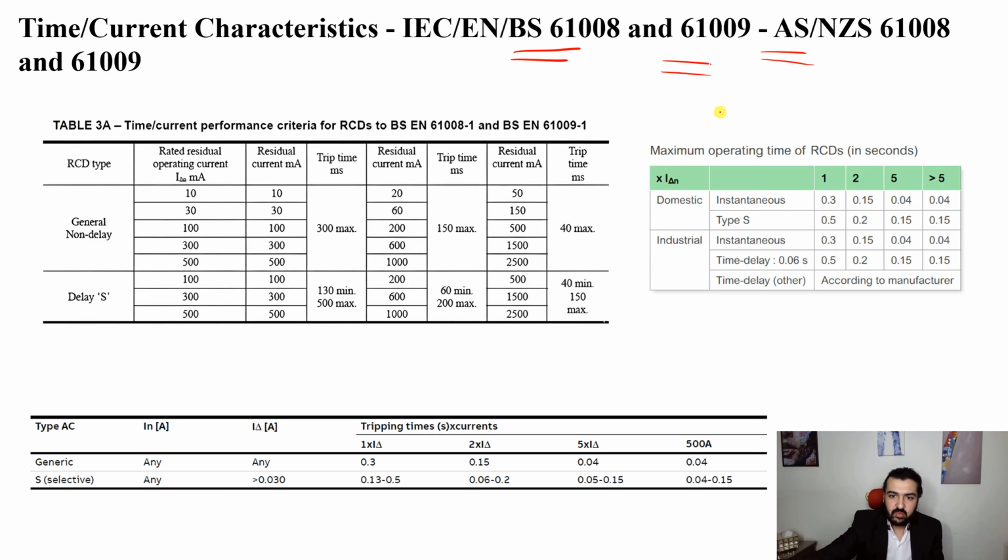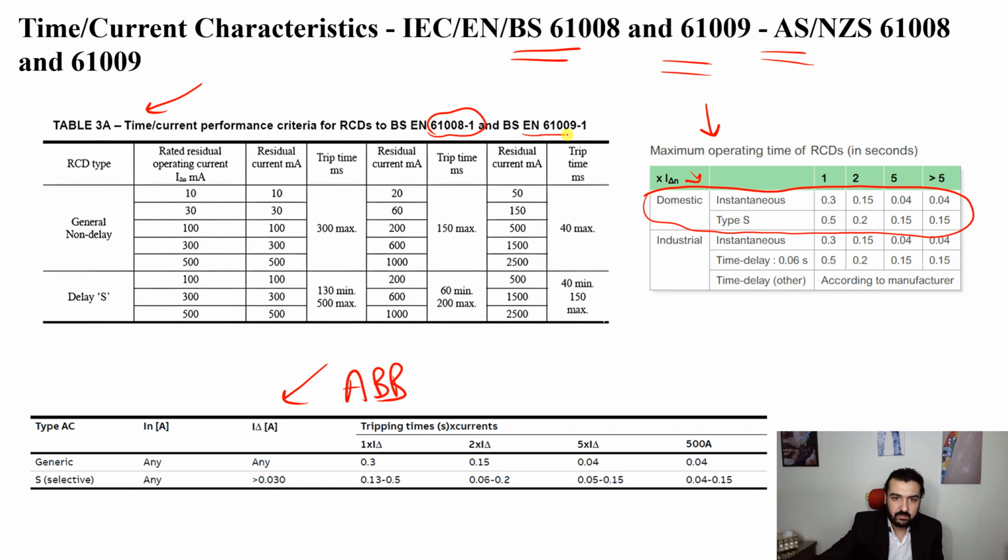Okay, now let's look at the time current characteristics according to the IEC, British standard, and Australian or New Zealand standard 61008 and 61009. What does it refer to? Remember this table that I discussed before, domestic instantaneous type S, this one here, similar to this one from ABB, similar to this table from British Standard or IEC. All of them are exactly the same.